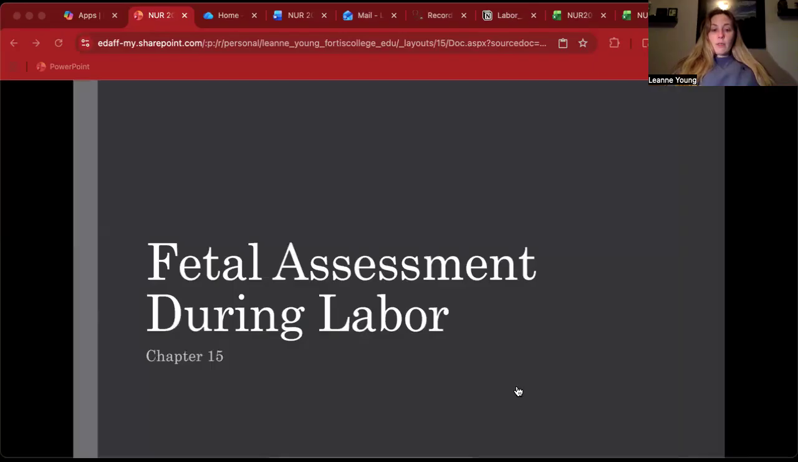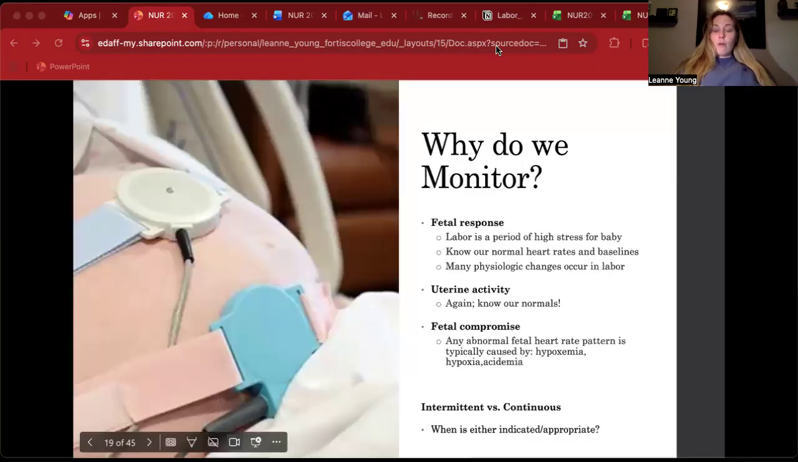Fetal assessment during labor. So this is where we're jumping in to talk about contraction monitoring, fetal heart rate monitoring, and reading fetal heart rate tracings and reading strips. We're going to talk about this and do a lot of practice as well during class. Okay. First off, why are we monitoring? So for babies, labor is a period of high stress for the baby. Okay. Our fetal response, fetal oxygen supply can decrease for a number of reasons.